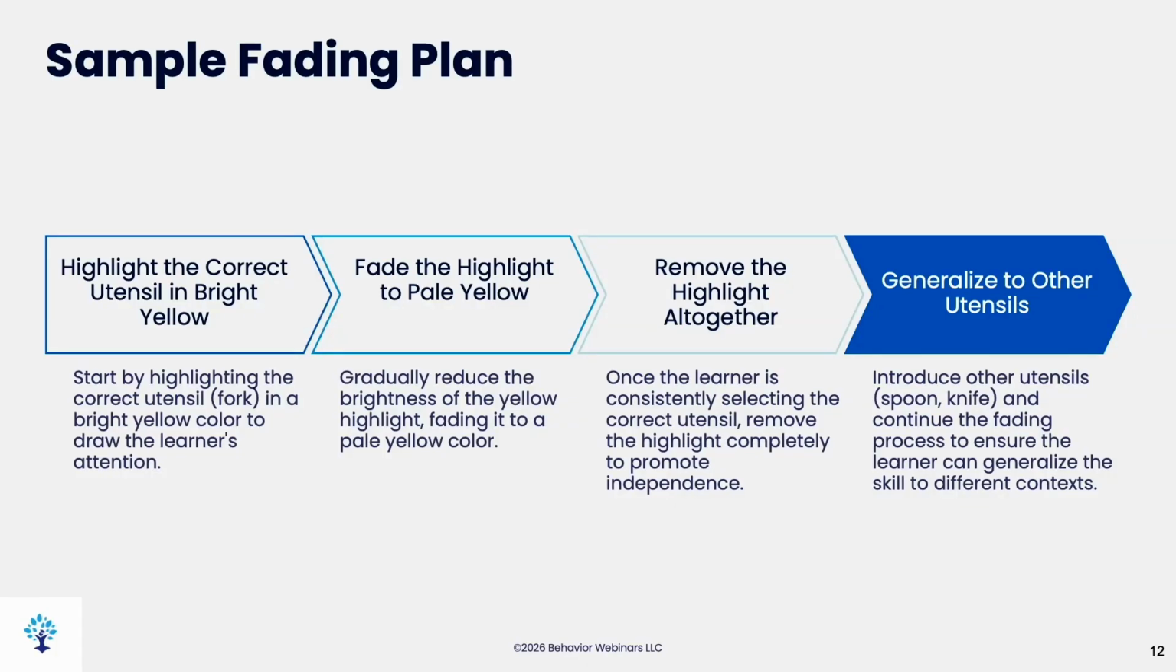Here's a sample fading plan. We highlight the correct utensil using bright yellow, like you color the handle of the fork with a highlighter. It draws the learner's attention, and they keep picking up the fork when you're serving mac and cheese or a salad, the things we need a fork for. We might make it pale yellow so they pick up the fork. Then we might make it no color, and hopefully they still pick up the fork when they see the different types of food that we would need a fork for. You might do this with other utensils when they need those other utensils.